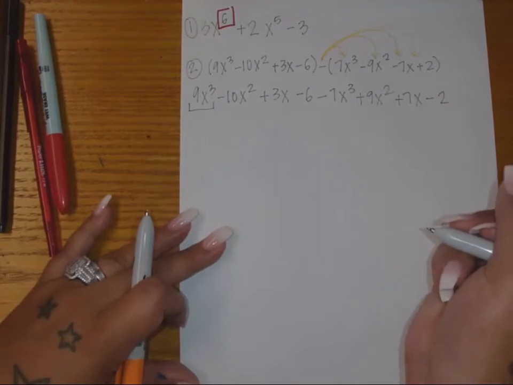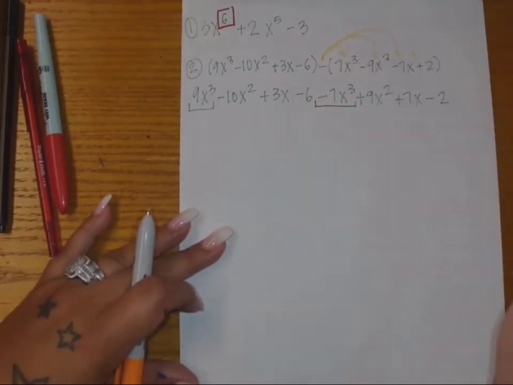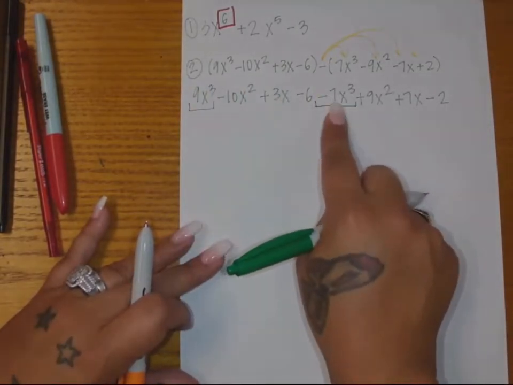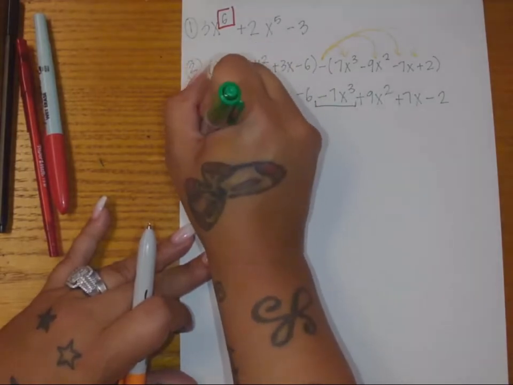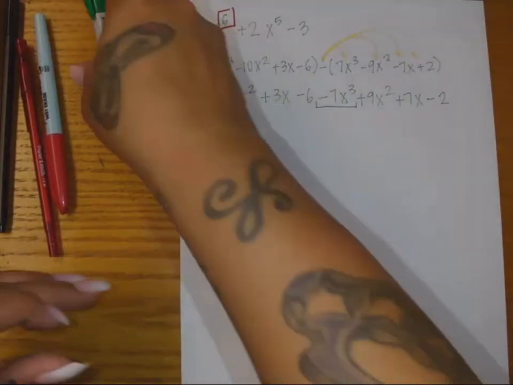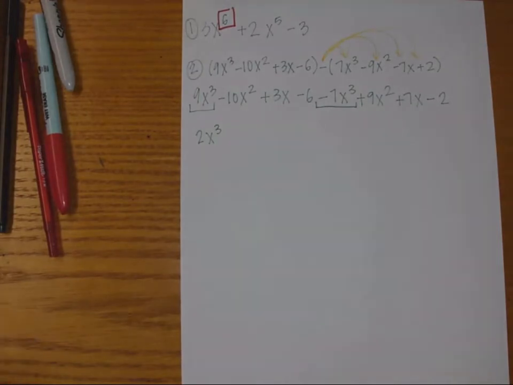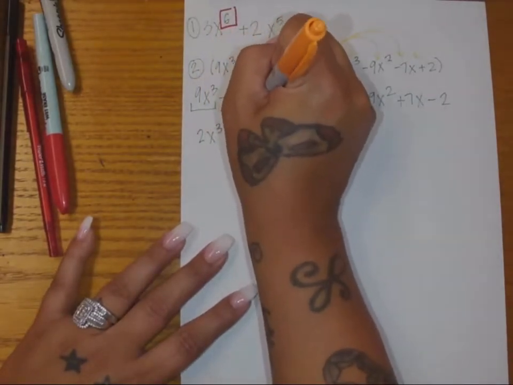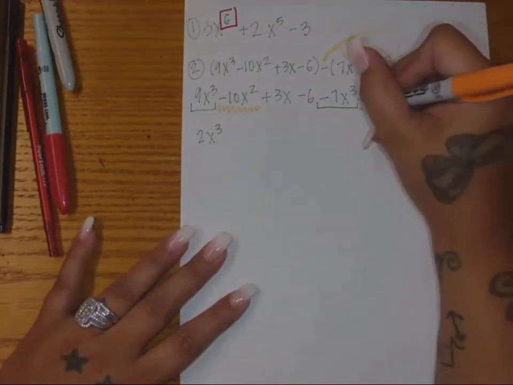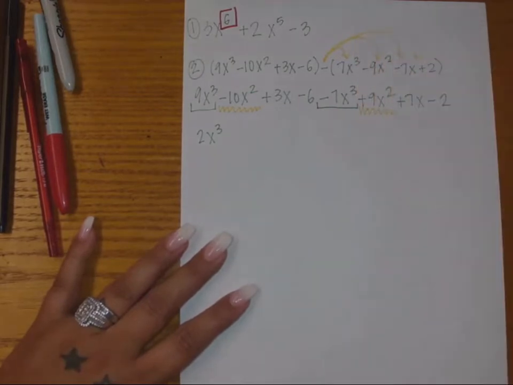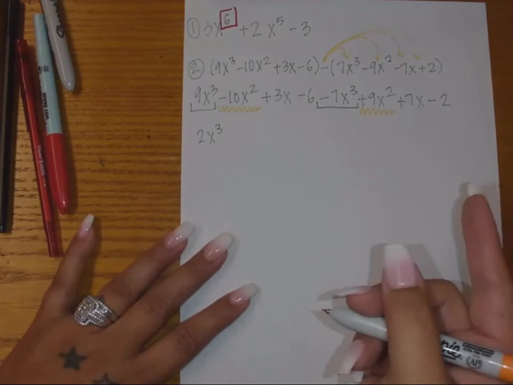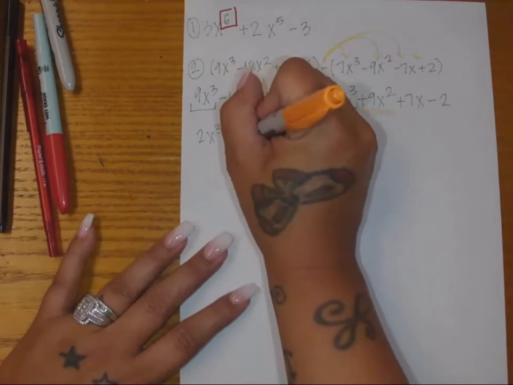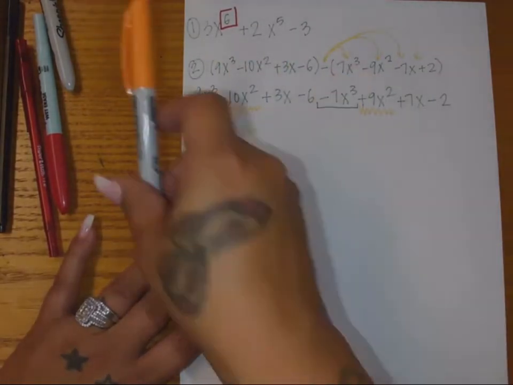I see I have a 9x cubed right here, and I have a negative 7x cubed. When you combine these together, the signs are different, so you subtract, and you get 2x cubed. Whenever you add or subtract variables, you keep and keep. And then here we have a negative 10x squared, and we have a positive 9x squared. Signs are different, so we subtract and we get 1. Keep the sign of the larger, which would be a negative 1, keep and keep. So it's a negative x squared.